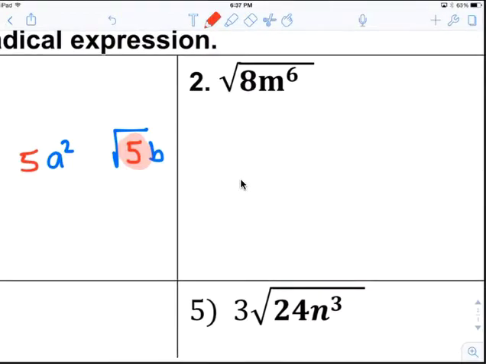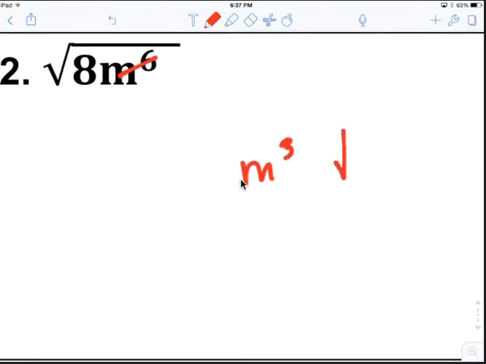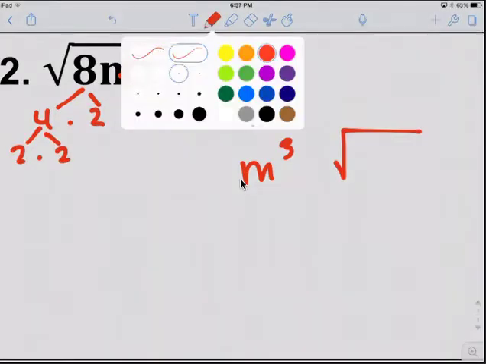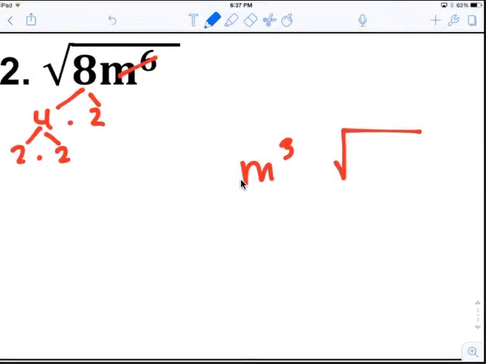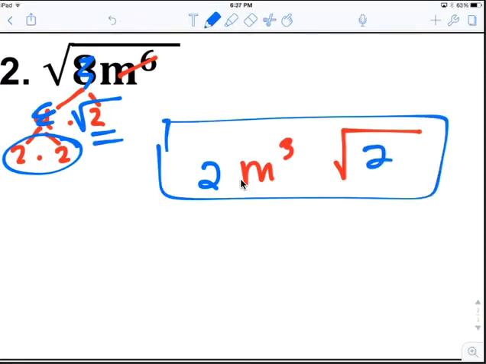Same thing goes here. 6, you can make 3 groups of m. So m to the third with nothing left inside the radical. But 8 is not a perfect square, so we'll have something from 8. 4 times 2. 2 times 2. So that's 2 to the first, radical 2. So this 2 goes inside here. That's your answer.